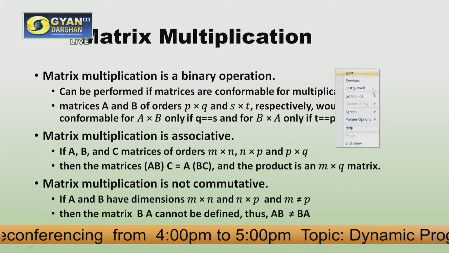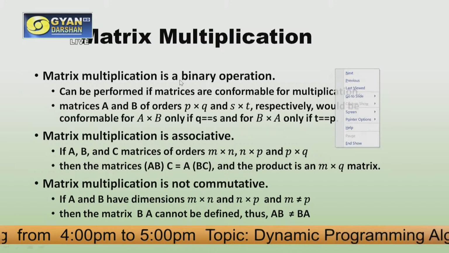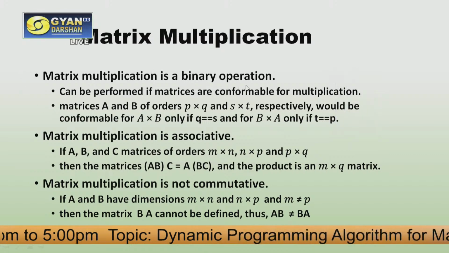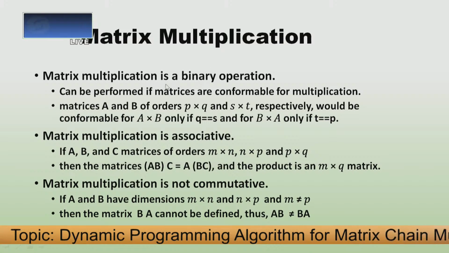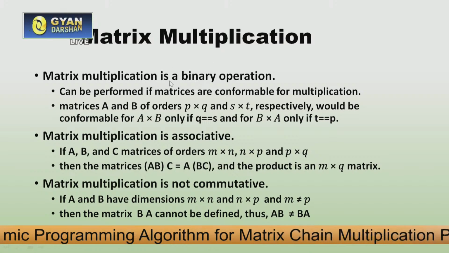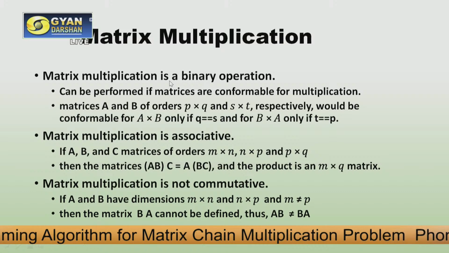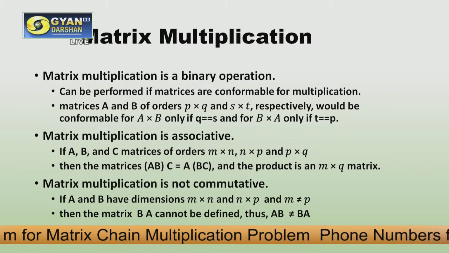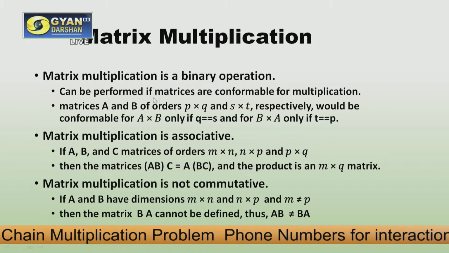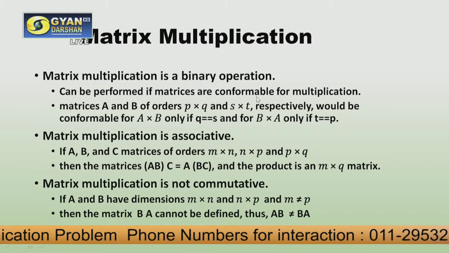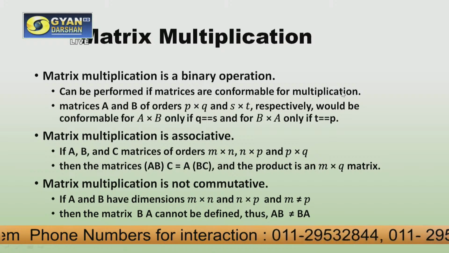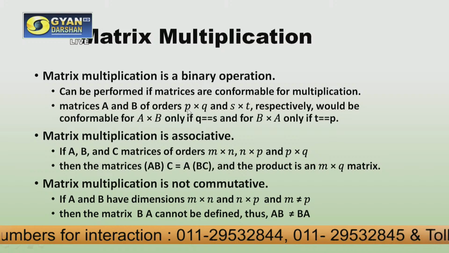So, matrix multiplication is a binary operation, first of all. It's not a ternary or any other, it's just a binary operation. That means you are multiplying two matrices at a time only. It can be performed if matrices are conformable for multiplication. What do we mean by conformable?